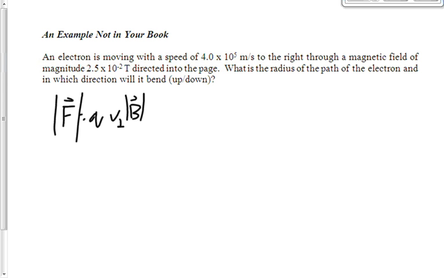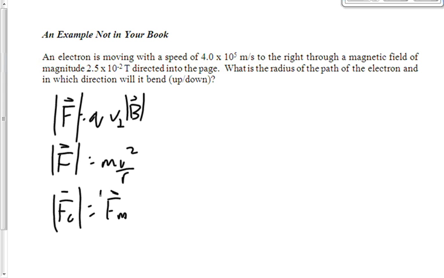Now, it's not yesterday, it's today. We can still automatically think that, but we also have to start thinking F is equal to mv squared over r, and FC is equal to FM. We don't know which one we're going to use here yet. We want to find the radius of the path of the electron and in which direction it will bend. So let's get this first, the radius of the path.